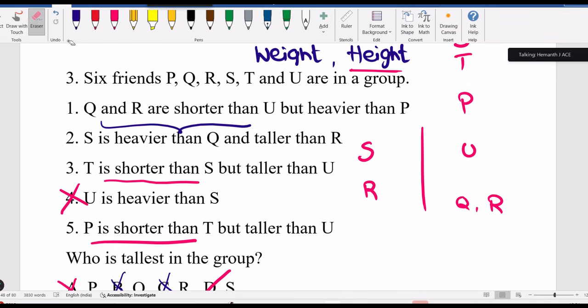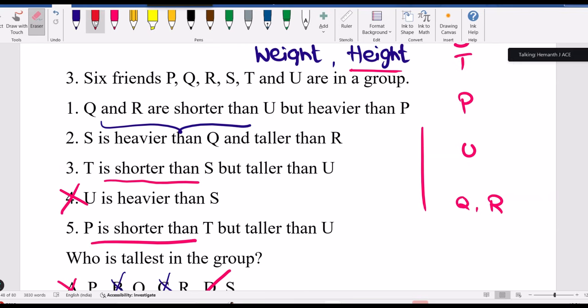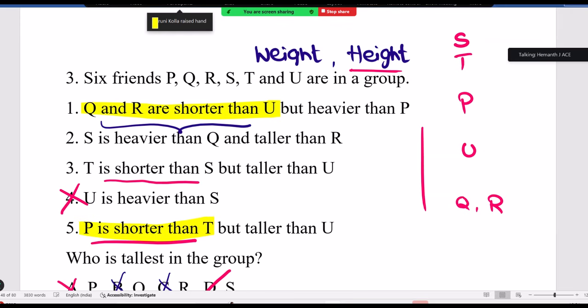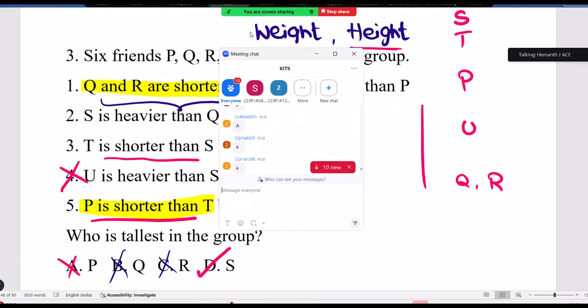Q and R internally, I am not worried. But without doing all this stuff, with these two lines of information, Q and R are shorter than U, so Q and R are eliminated, right? P is shorter than T, so P is eliminated, because I want the tallest, and they should not be shorter than anyone. So eliminated, S is the only answer.